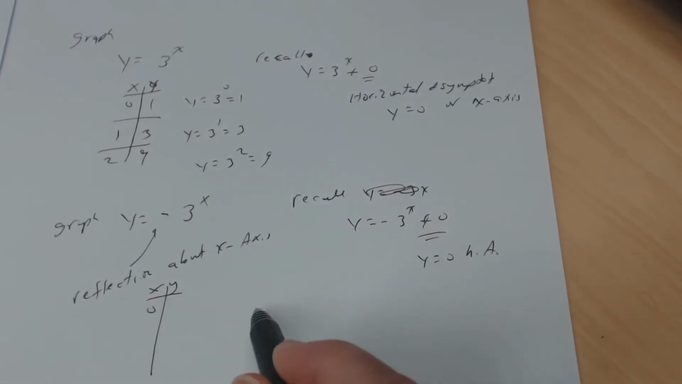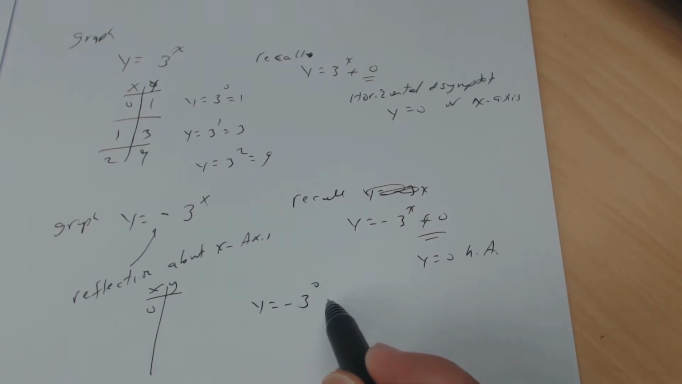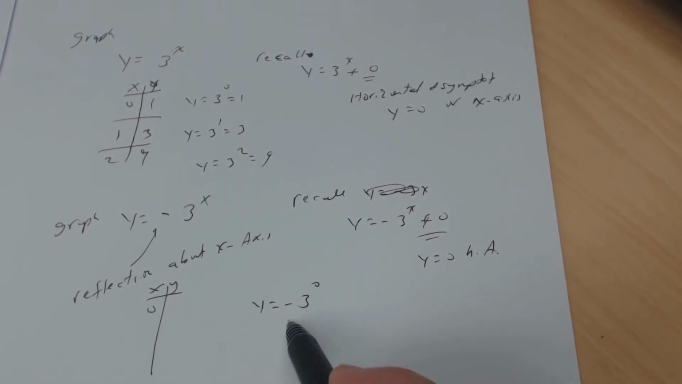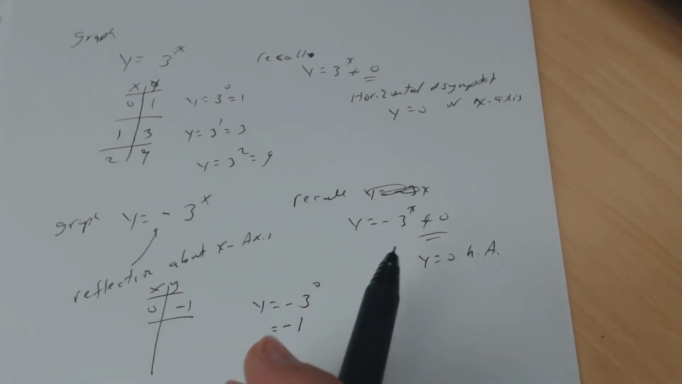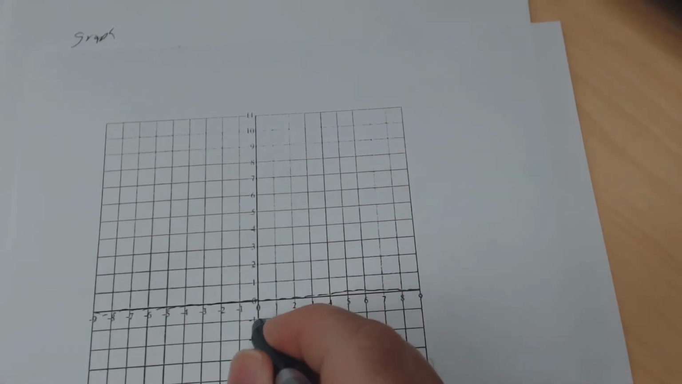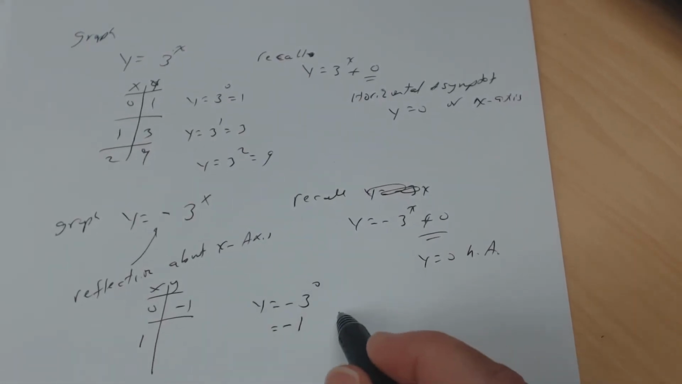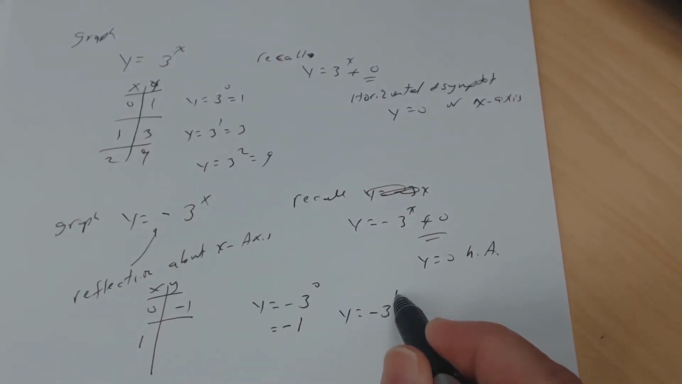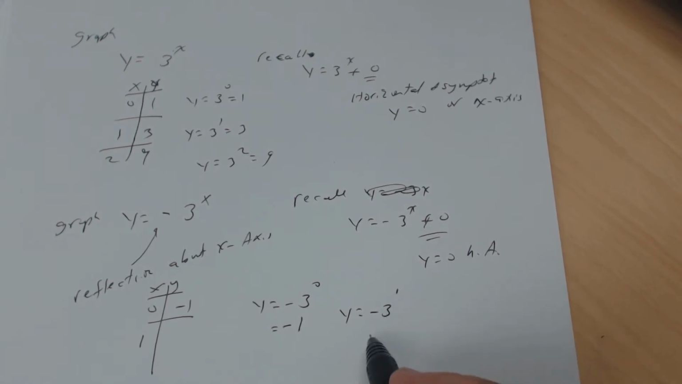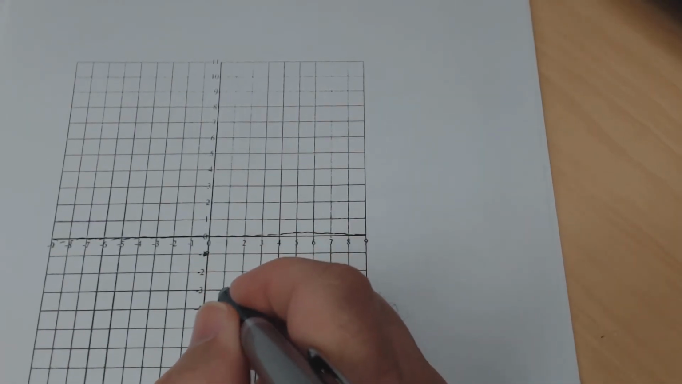If x is 0, I get y equals negative 3 to the 0. Remember, 3 to the 0 is 1, so this becomes negative 1. So I get the point here, negative 1. If x is, let's say, 1, I get y equals negative 3 to the 1. 3 to the 1 is 3, so this becomes negative 3. So 1, negative 3, right here.